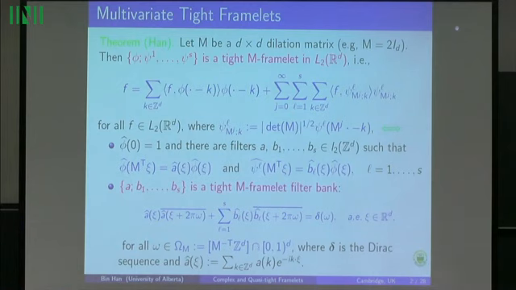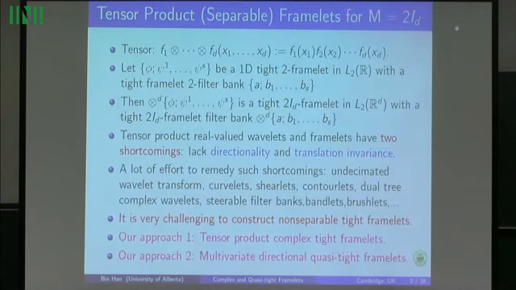The simplest way to construct a multivariate tight framelet is using tensor product. This is the most popular approach. Tensor product is nothing else than using 1D functions. For example, in d dimensions, you have 1D functions f_1 to f_d, and you just do the standard tensor product to get a multivariate function.